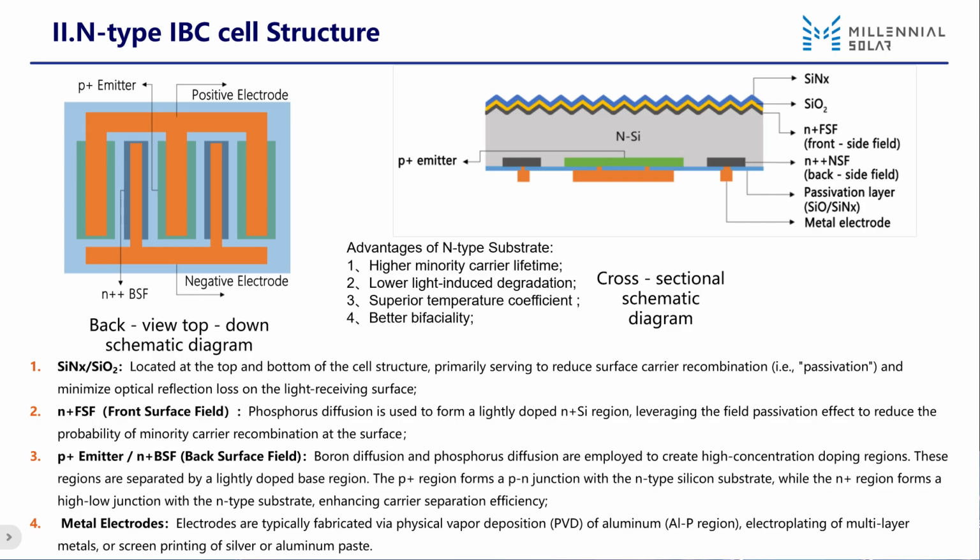Next, let's take a look at the cell structure. Let's start with the cell structure. Look at the back side, where the emitter in the P region and the N region form an interdigitated shape. The back side has the positive and negative electrodes like this. Now, let's look at the cross-sectional view. The top layer is a silicon nitride structure.